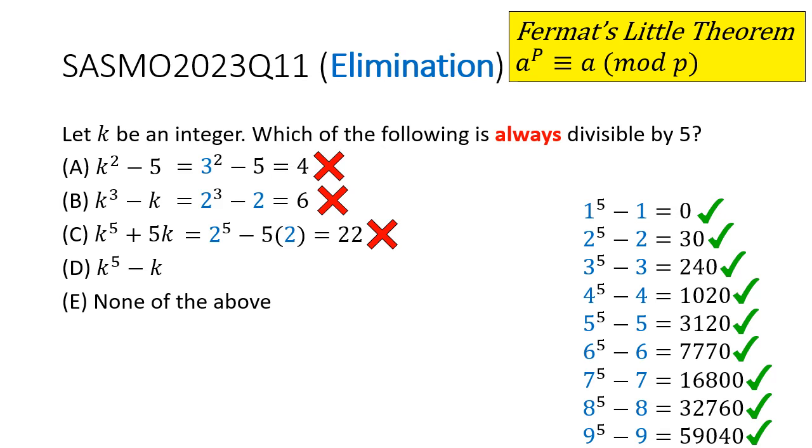Now, why is this true? We can use Fermat's little theorem. A to the power of a prime number P is congruent to A mod P. What this means is that you take any number A and you raise it to the power of a prime number, and it will give you back a remainder of A when divided by P. This means that k to the power of 5 is congruent to k mod 5, and k to the power of 5 minus k will give you 0 when divided by 5. So this is using simple number theory here.